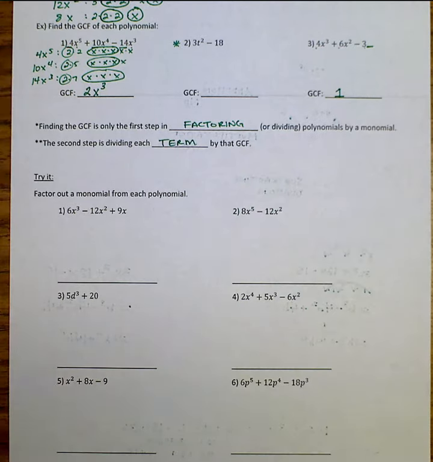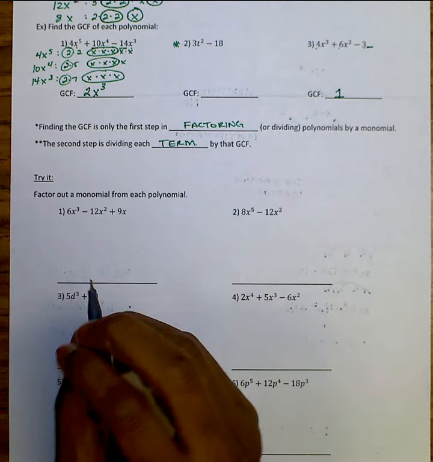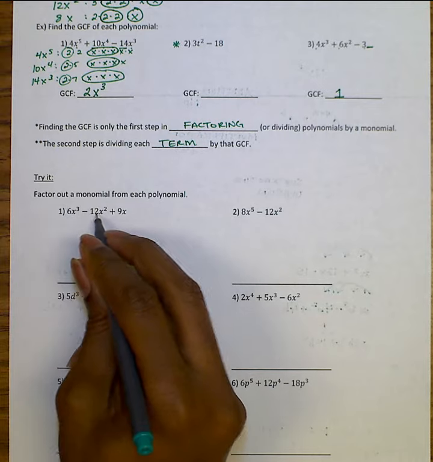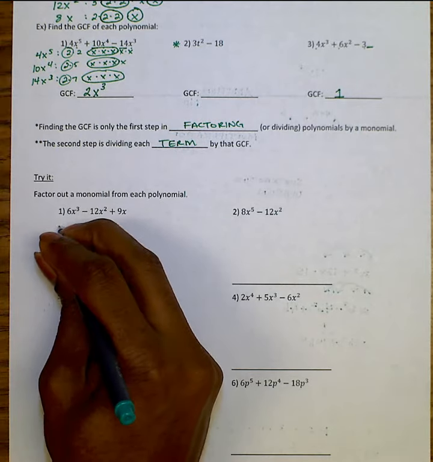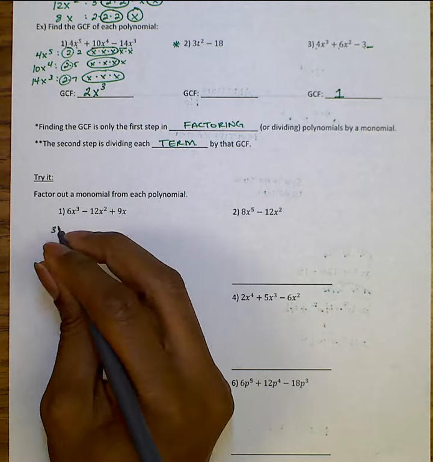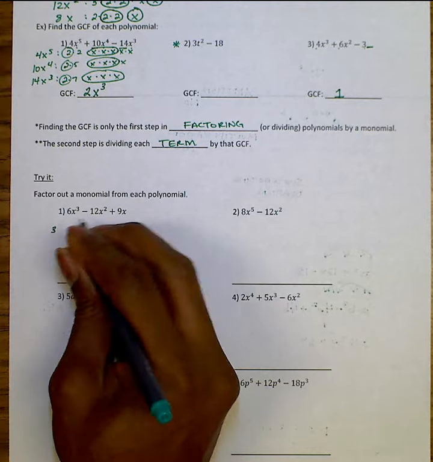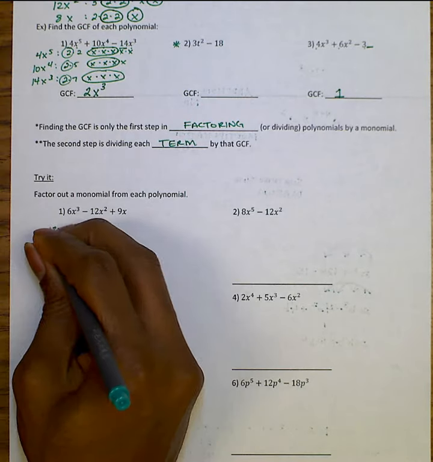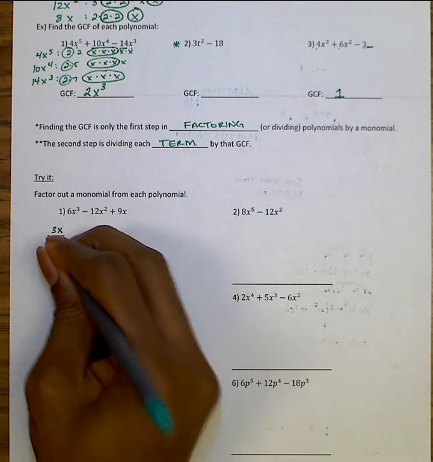Okay, so let's see how we'll do it with these problems down here. For number 1, I'm going to look and say, what's my GCF? Between 6, 12, and 9, okay, 3 goes into all of those. X cubed, x squared, x. So my GCF is 3x.